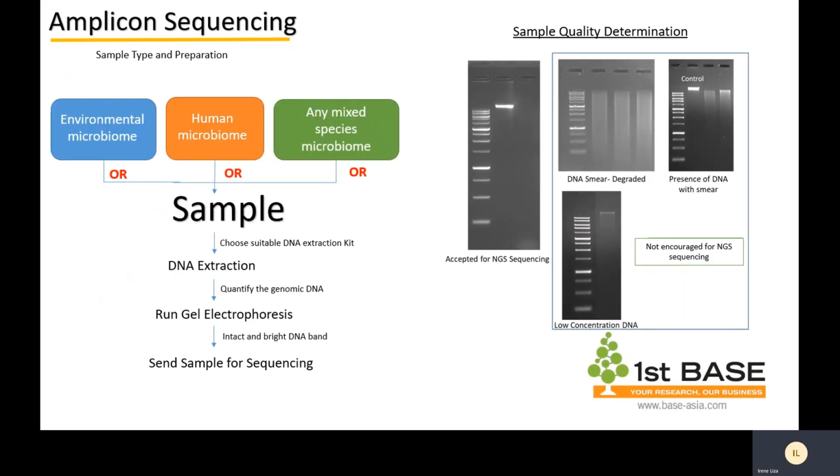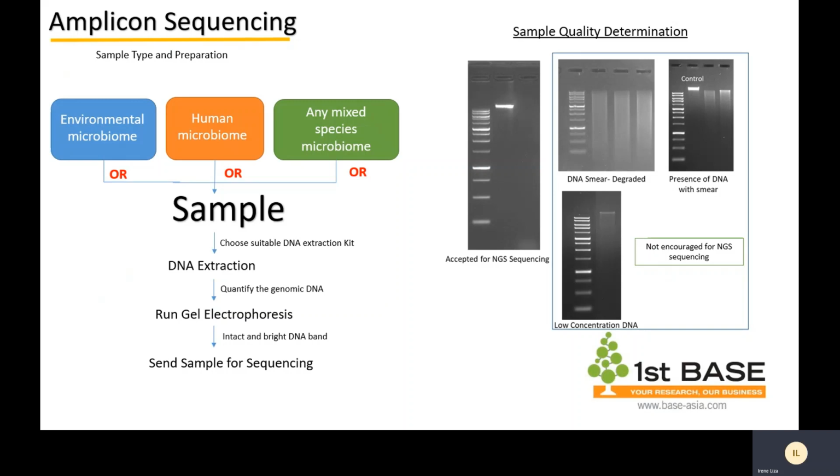Sample type and preparation. So how do you prepare samples? First and foremost is to isolate DNA, because both these NGS methods utilize DNA from the samples. So you run gel electrophoresis, make sure you have an intact band, or basically a bright DNA band, quantify the concentration, and then you send for sequencing. Also, please be reminded that you need to identify the region that you want to sequence. Based on the information that I shared earlier, you can determine which region you need, and which target microbes you are looking for. This information needs to be specified before you send your samples for sequencing.